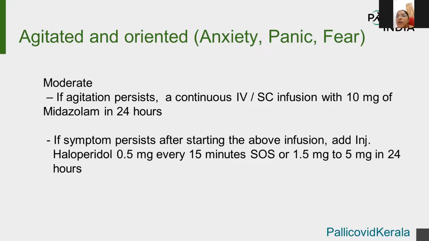So moderate symptoms, if agitation persists, we've given all the things that we discussed in the previous slide. And even then, if the agitation persists, a continuous IV or subcutaneous infusion with 10 milligrams of midazolam in 24 hours can be given. And if the symptom persists after starting the above infusion, add injection haloperidol. So remember, here is a patient with anxiety, panic, or fear, but the patient is oriented. We have started benzodiazepines first, and then we have added in haloperidol, 0.5 milligram every 15 minutes SOS, or 1.5 milligram to 5 milligram in 24 hours. Next slide, please.